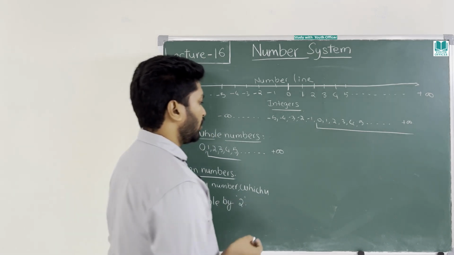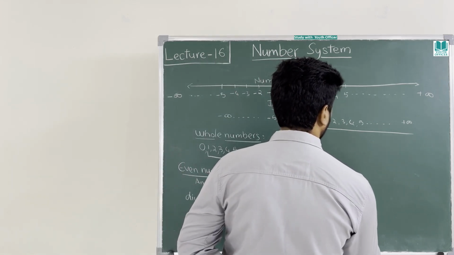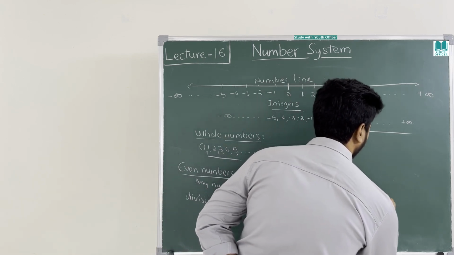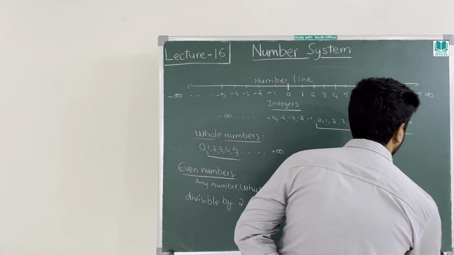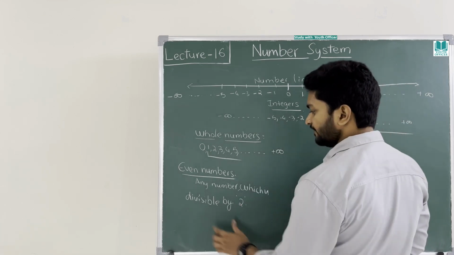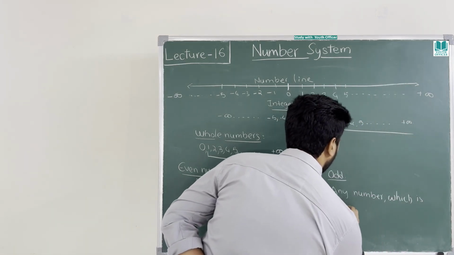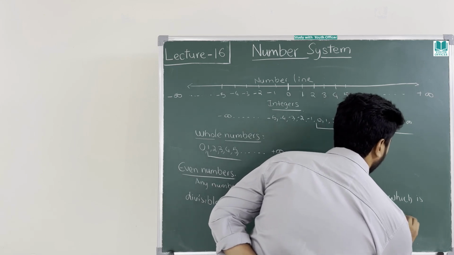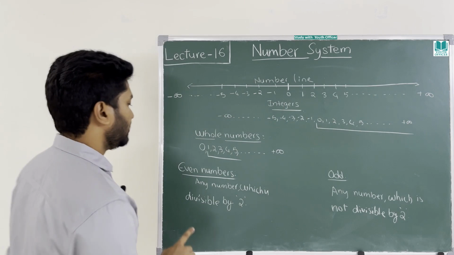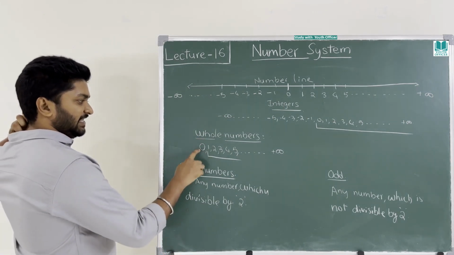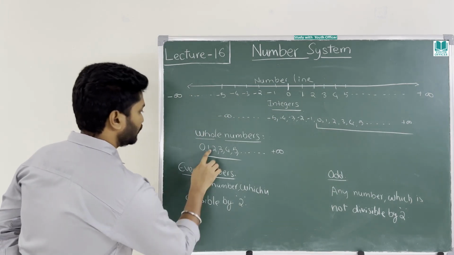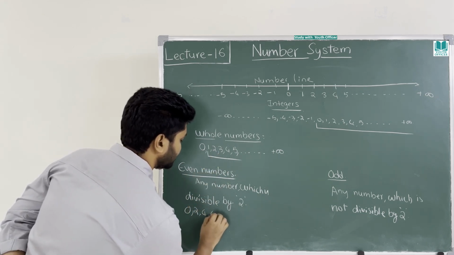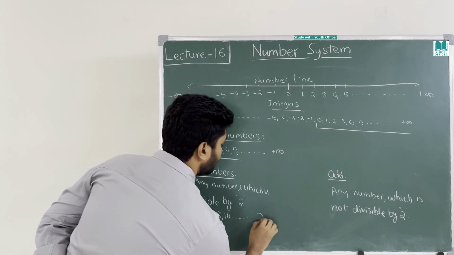Okay, odd number: any number which is not divisible by 2. Here we have written divisible, right? Here we have to write not divisible by 2. What are these even numbers? 0, yes. 1, no. 2, yes. 3, no. 4, yes. 6, 8, 10 till 2n.